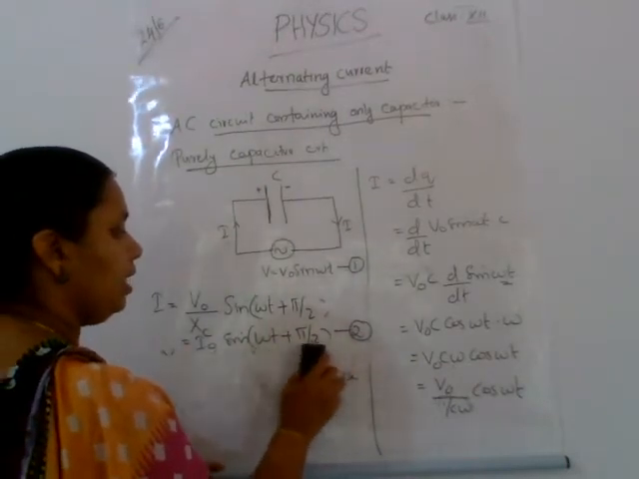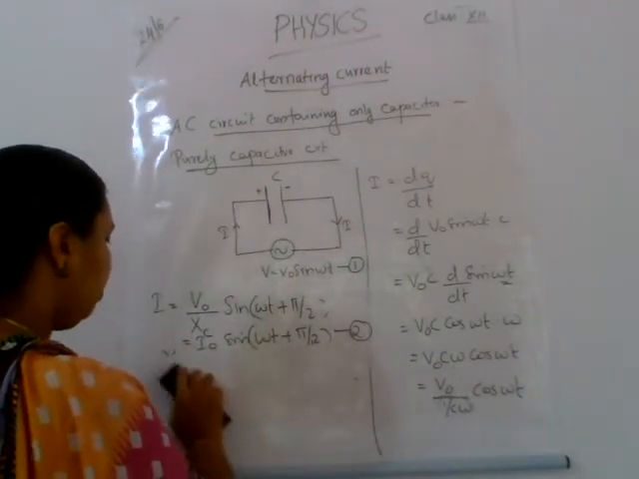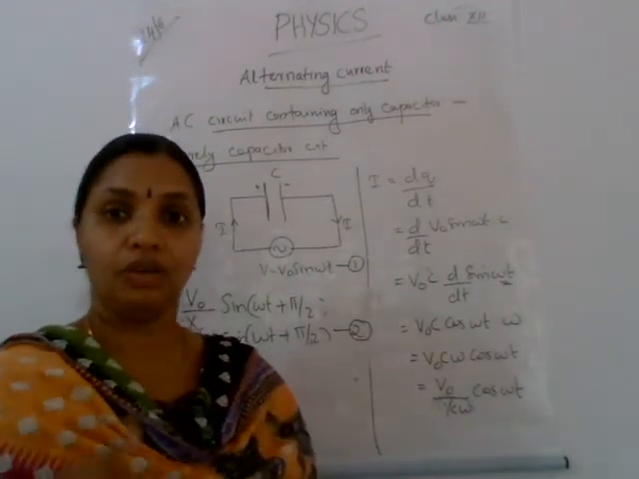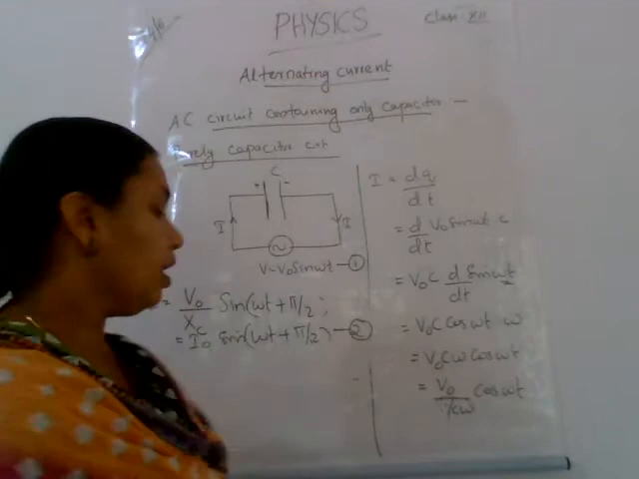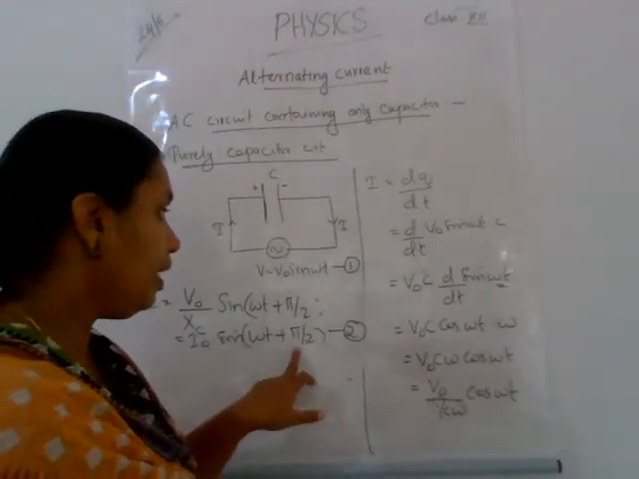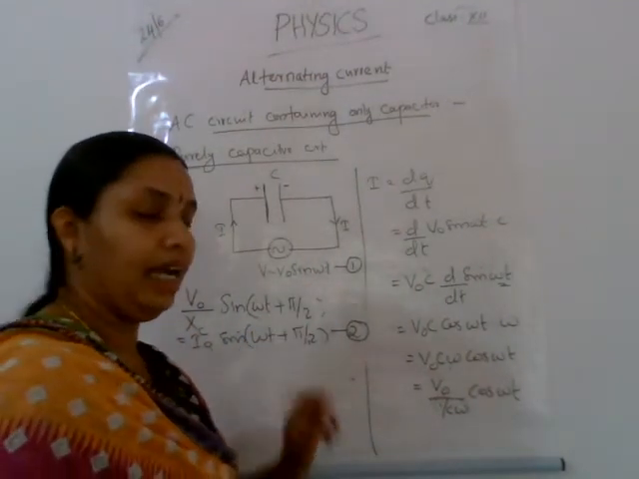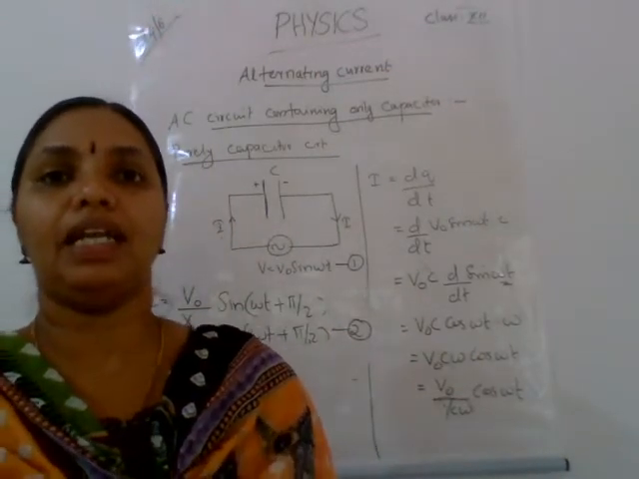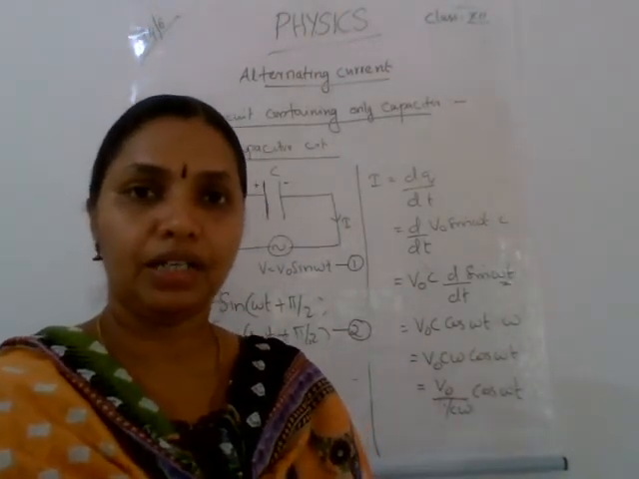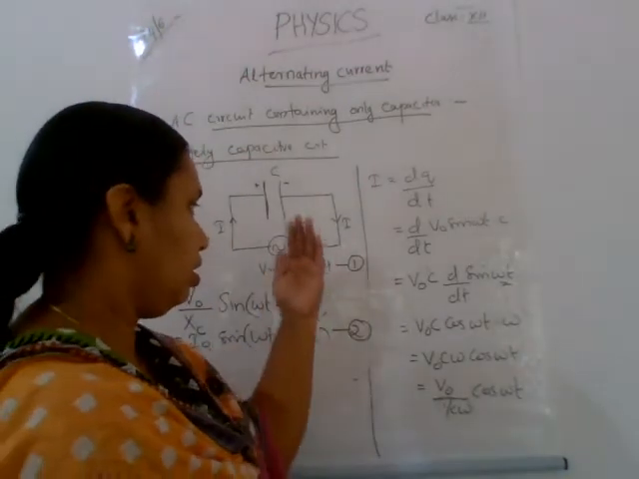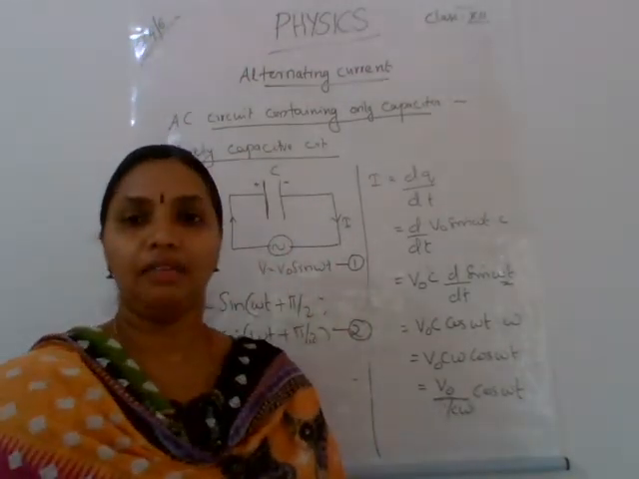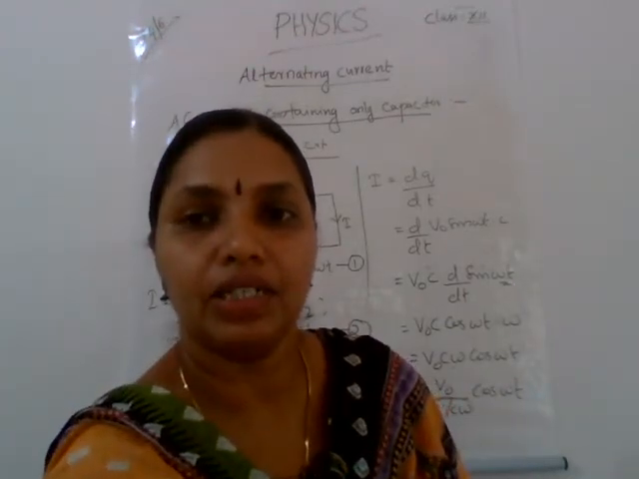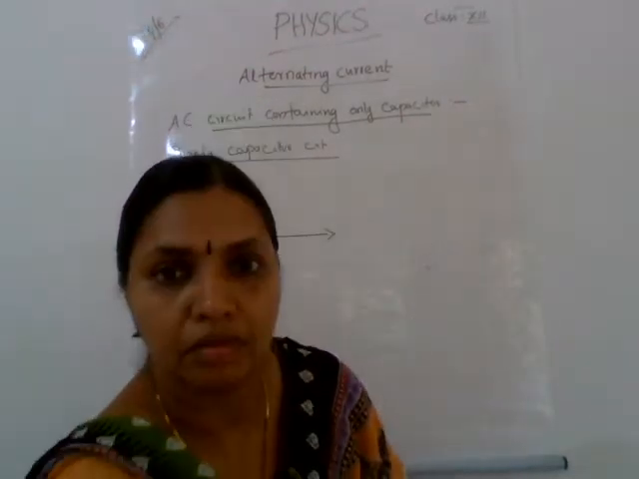So how can we say? In the case of a purely capacitive circuit, which leads? Who will go first? Current goes first. Current leads voltage by an angle of pi by 2. Understood? So we have to represent that graphically and with a phasor diagram. Let us go for the graphical representation and a phasor diagram.